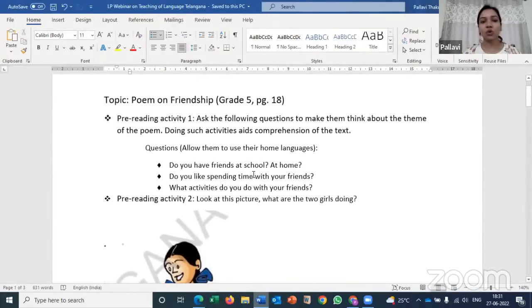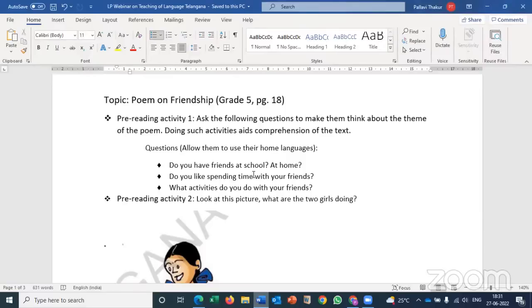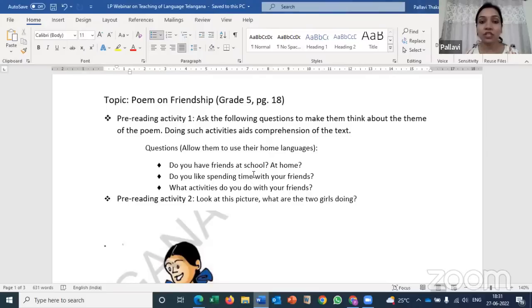So the poem is about friendship. One of the things that you must do before you take a text into a classroom is go through it several times. You make a plan on how to teach it. Make sure that you yourself are familiar with all nuances of the text. And then it is probably a good idea to start with a pre-reading activity.